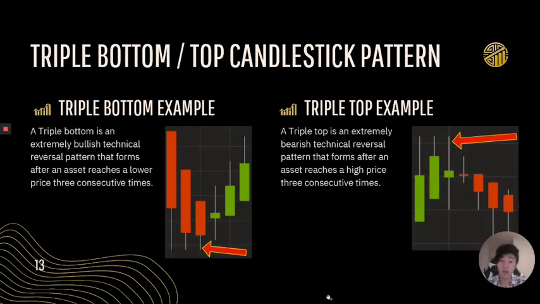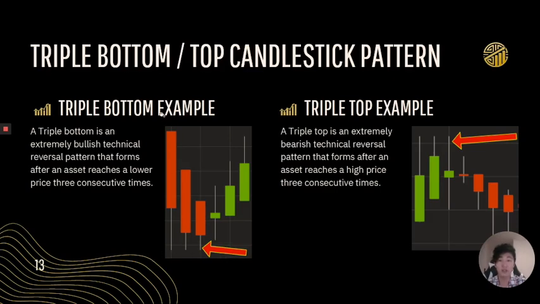Now, the next candlestick pattern is the triple bottom and the triple top candlestick pattern, okay? So let's talk about this triple bottom example. A triple bottom is an extremely bullish technical reversal pattern that forms after an asset or stock reaches a lower price 3 consecutive times. So it's basically like the double bottom, but you see the third candlestick lower shadow touching the same place a third time, right?